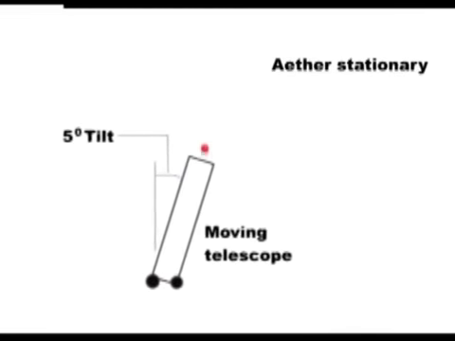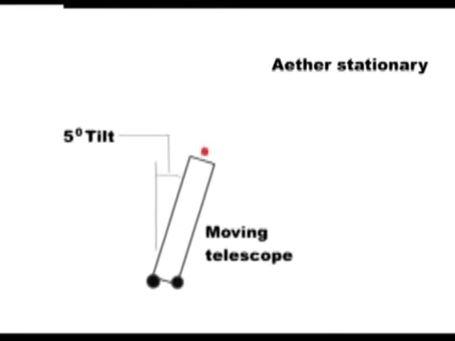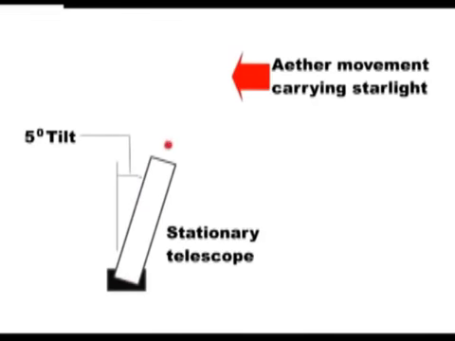Let us assume that the telescope was moving at 5 miles an hour and had to be tipped 5 degrees. This 5-degree tipping, however, could equally be caused by the ether moving at 5 miles an hour, carrying the stars around the Earth. As we see here, the light would be coming in at the same angle, and the telescope would still have to be tipped 5 degrees. So tipping the telescope does not tell us whether it is the starlight moving or the telescope moving.